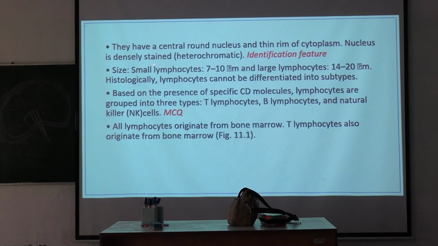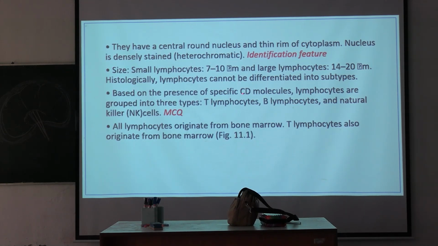Nucleus is densely stained, heterochromatic; this is an identification feature. Size: small lymphocytes are 7 to 9 microns and large lymphocytes are 10 to 20 microns. Histologically, lymphocytes cannot be differentiated into subtypes. Based on the presence of specific CD molecules, lymphocytes are grouped into three types: T lymphocytes, B lymphocytes, and natural killer cells, NK cells.